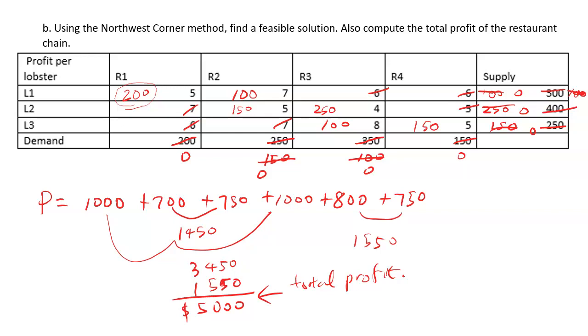Now, of course, the northwest corner just gives you a feasible solution, and it's usually very far from the optimal solution. I mean, if you get lucky, sometimes it might give you the optimal solution just by pure luck, but in most cases you get a number that's far from the total profit.